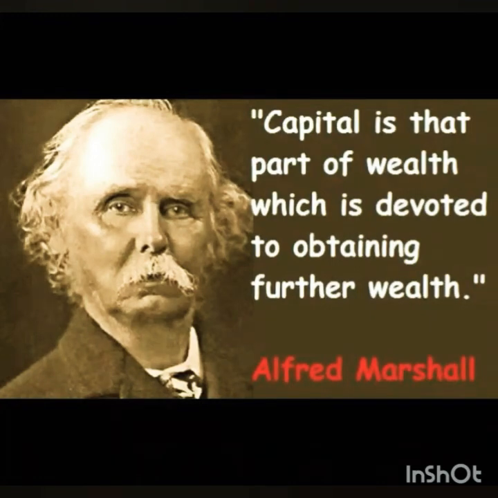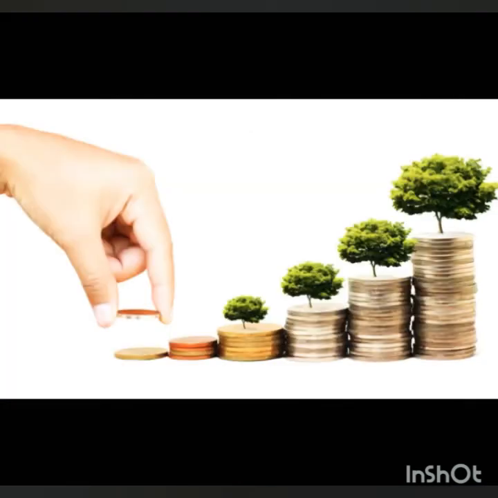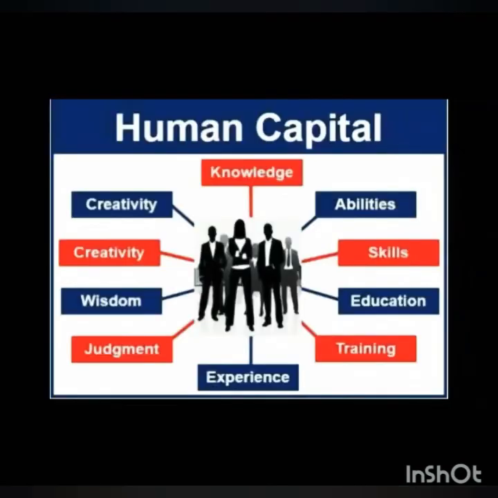Capital can be divided into three forms. First is physical capital or material capital, for example machineries, tools, buildings, etc. Second, money capital or monetary resources, for example bank deposits, shares, and securities, etc. Third is human capital or human resources, for example investment in education, training, and health.